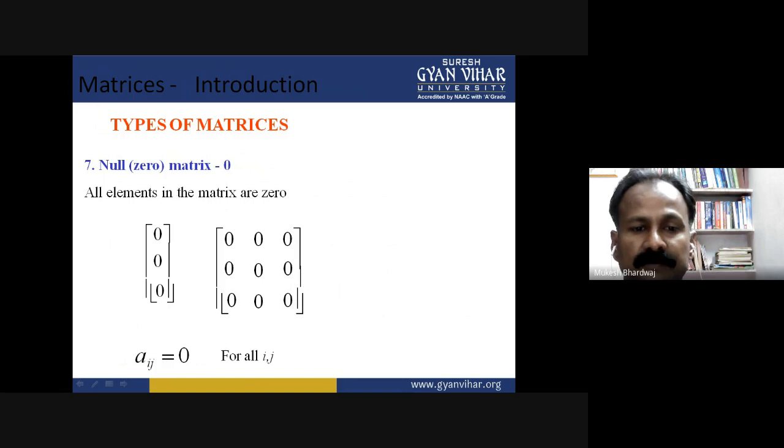Null matrix or zero matrix. A matrix in which all the elements are zero is known as a null matrix or zero matrix. Aij equals 0 for all i and j. The null matrix or zero matrix is also denoted by 0. To define it, we can say that all the elements in the matrix are 0.